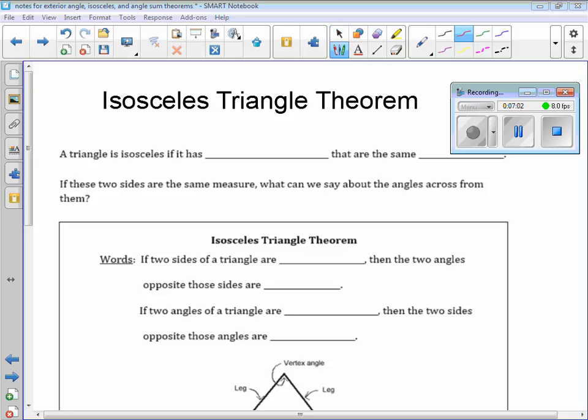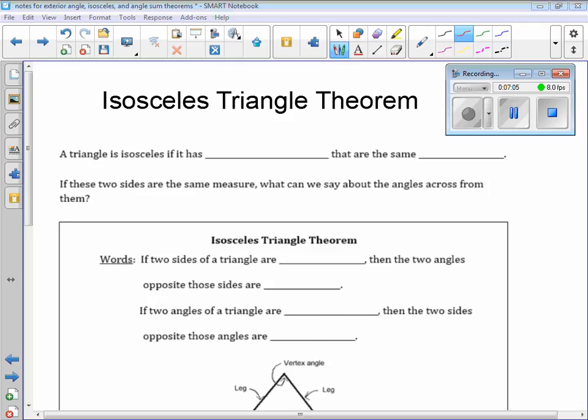Next, we have the isosceles triangle theorem. A triangle is isosceles if it has two sides that are the same measure. If these two sides are the same measure, what can we say about the angles across from them? Well, we can say that those two angles are congruent.